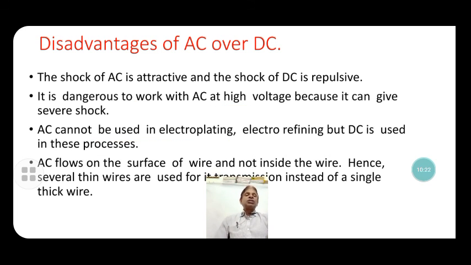In the next video, we will discuss how the electric generator or dynamo works. There are two types of electric generator, the AC generator and the DC generator. One generator produces AC current, the other produces DC current. We will discuss that in the next video.